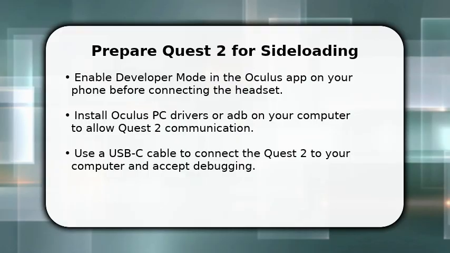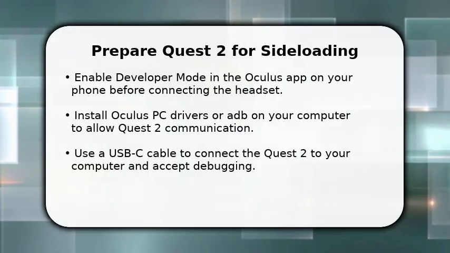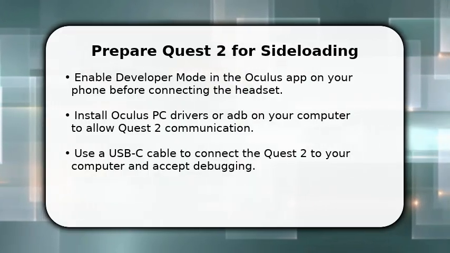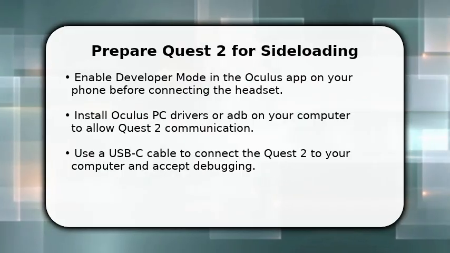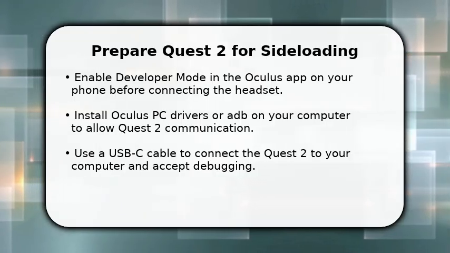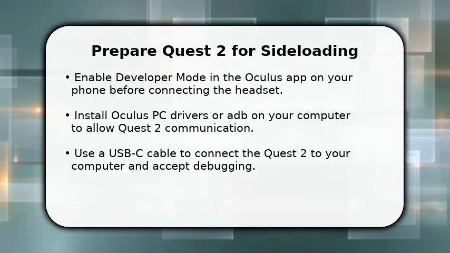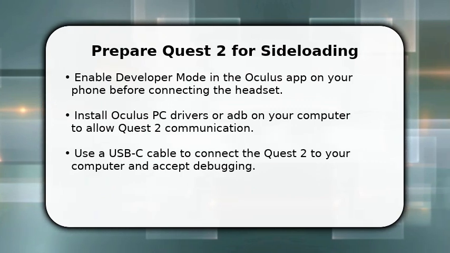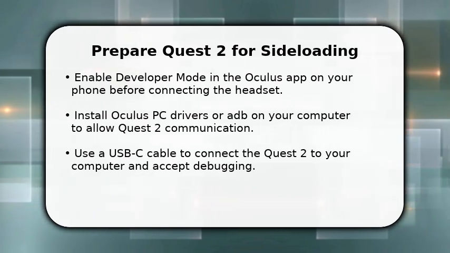Use a USB-C cable to connect the Quest 2 to your computer and accept the debugging prompt inside the headset. Confirm your PC recognizes the device with the command "adb devices." Keep your headset awake and allow any permissions requested during this process to avoid interruptions.